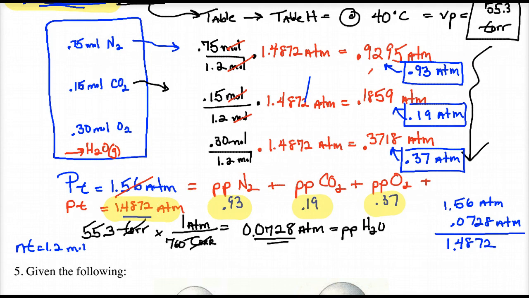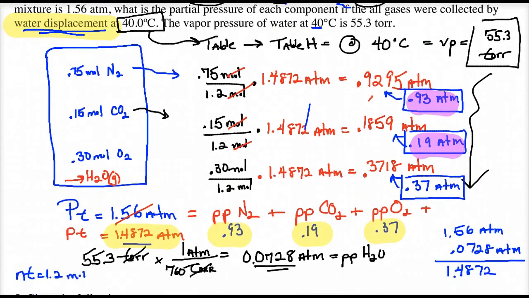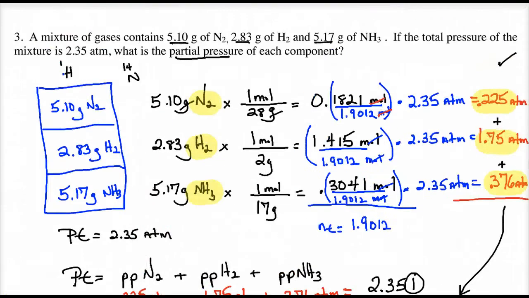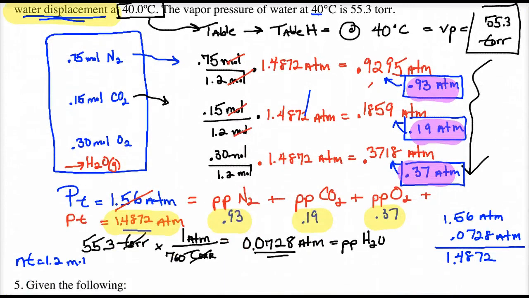Okay, so here is your answer to number, what number is this? I don't even know. Number 4. Okay. And again, very similar to what we did above in this question. Looks like I wrote neater. Except we had to subtract away the water vapor.